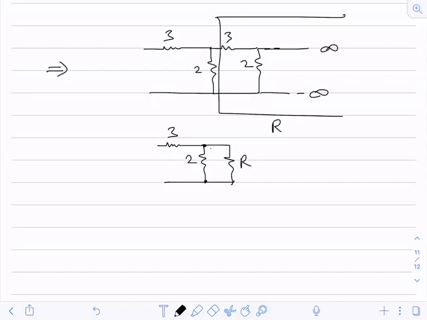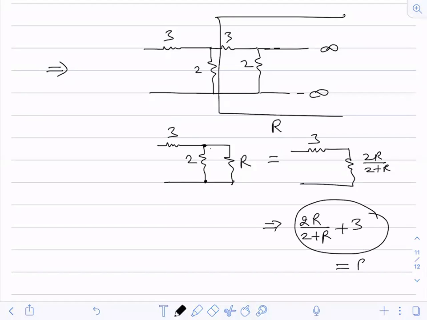So for them, I can write 2R by 2 plus R. Can I write it like that? Now, these two are in series, so I can write it like this, plus 3. Now, this is the equivalent resistance. So the equivalent resistance for this complete circuit, I can write as 3 plus 2R by 2 plus R.